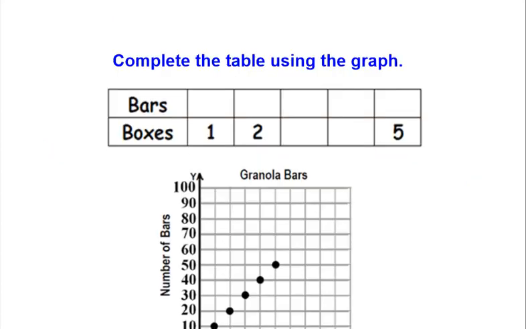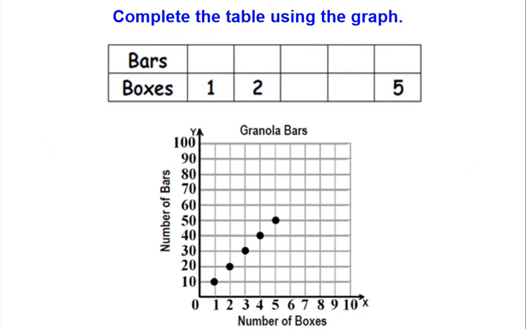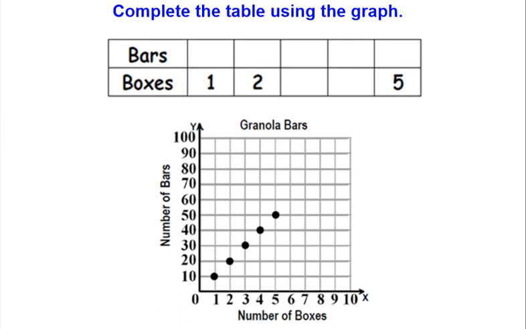Okay, we have one more coordinate plane example. So this time we're actually going to work backwards. We're going to have the information on the coordinate plane, but we need to put it into the table. So it says we have number of bars and number of boxes, and it looks like we're talking about granola bars from the title of the graph.